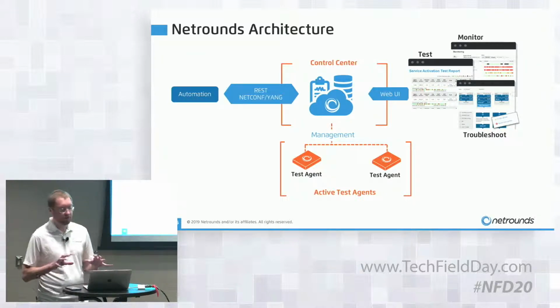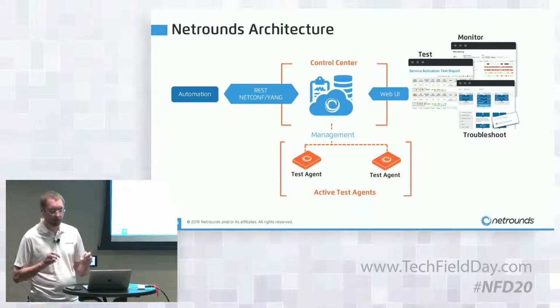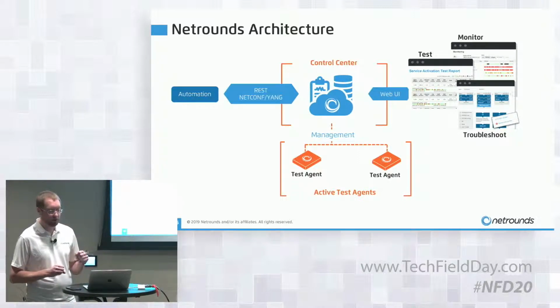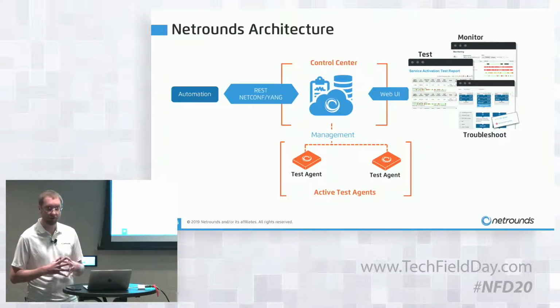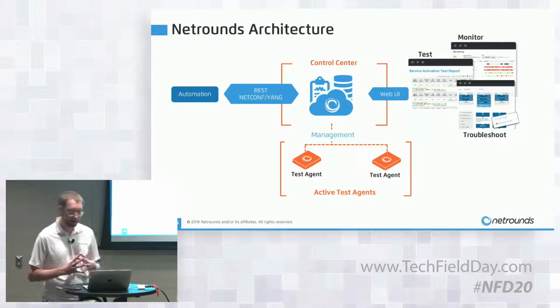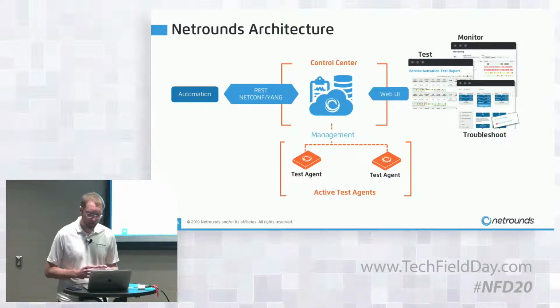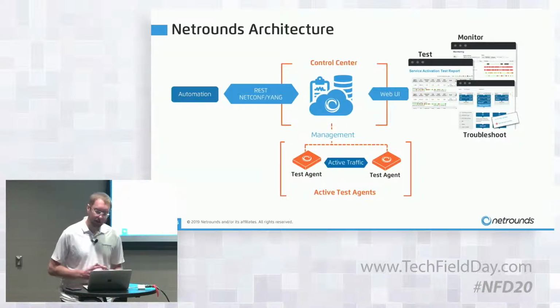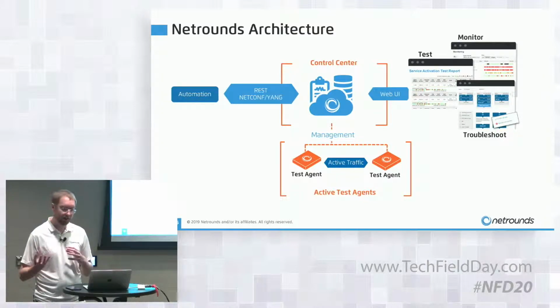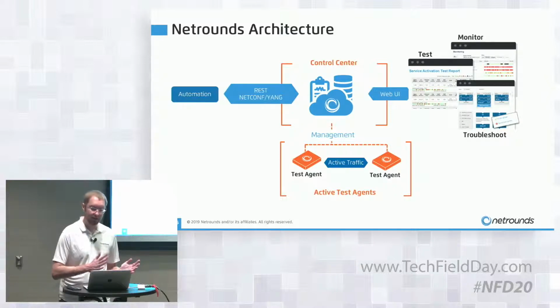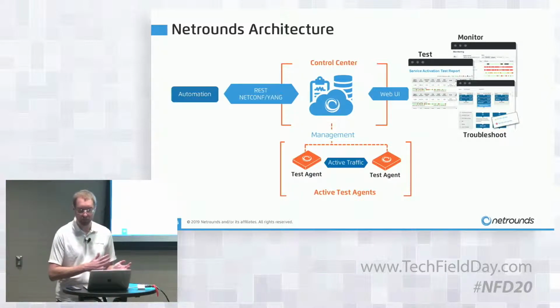The test agents are distributed in the network in strategic locations, which is either at customer sites or at data centers or other places of interest where you want to make sure that the network is always available with the correct quality. The test agents are then orchestrated to generate traffic between each other. So one test agent sends active test traffic to another test agent. That is one use case.